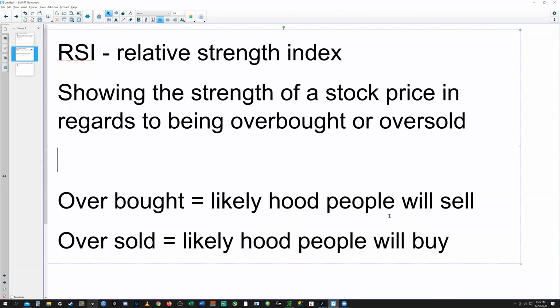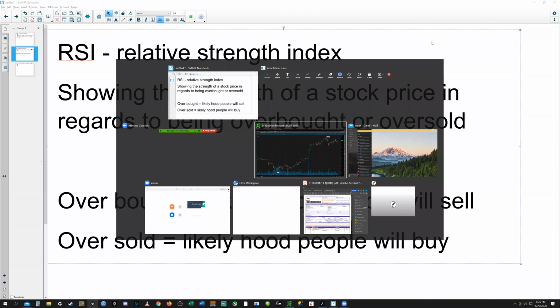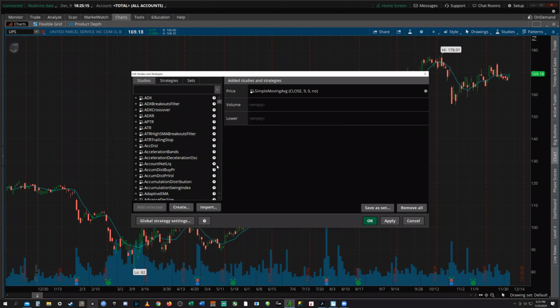Sure. Okay. So let me add that one so you can see. Oops. There we go. So we're going to still use the day. Now I'm going to go to my studies, edit studies, and it's called RSI on mine, I think. It's not. Relative strength.